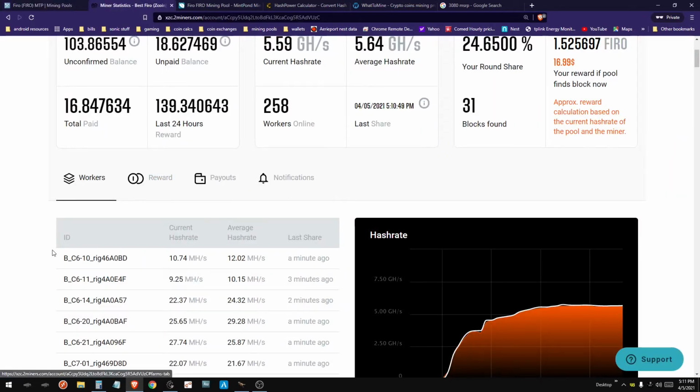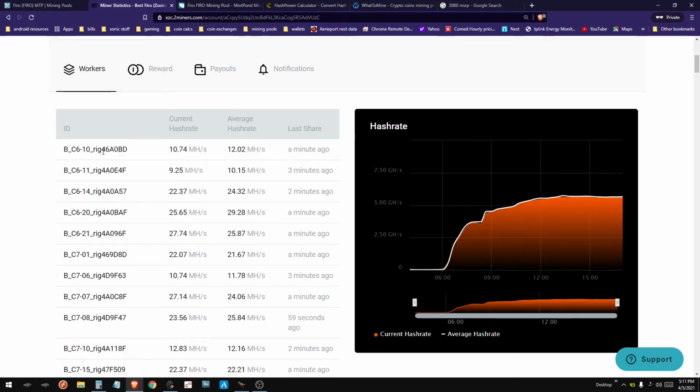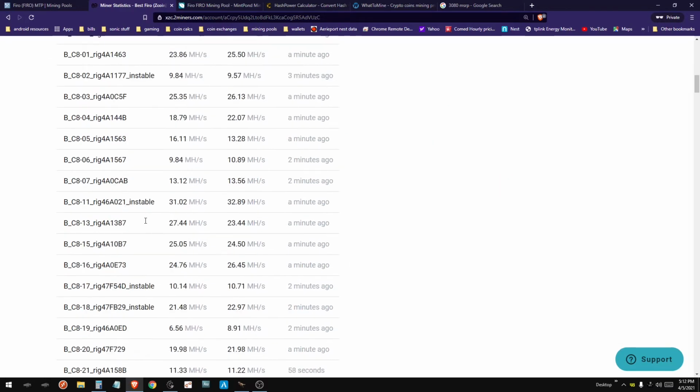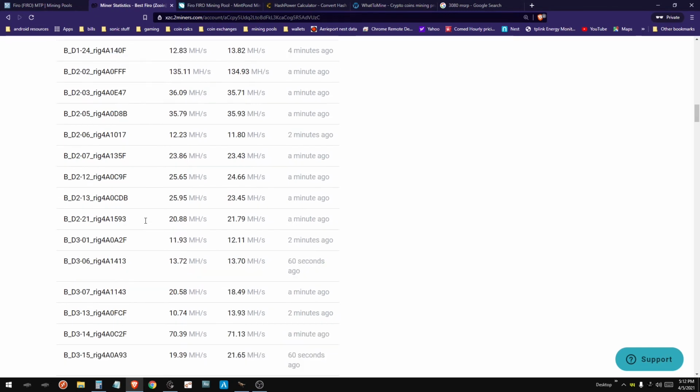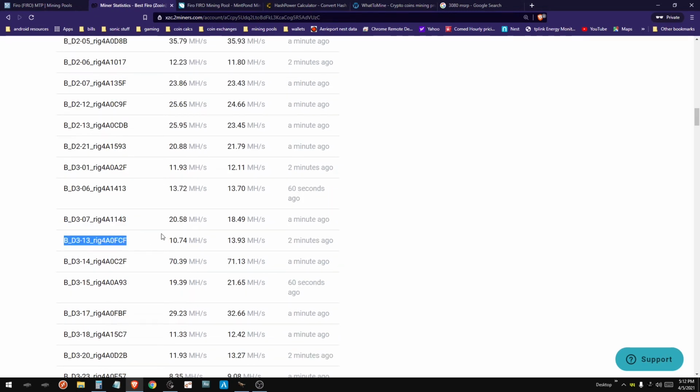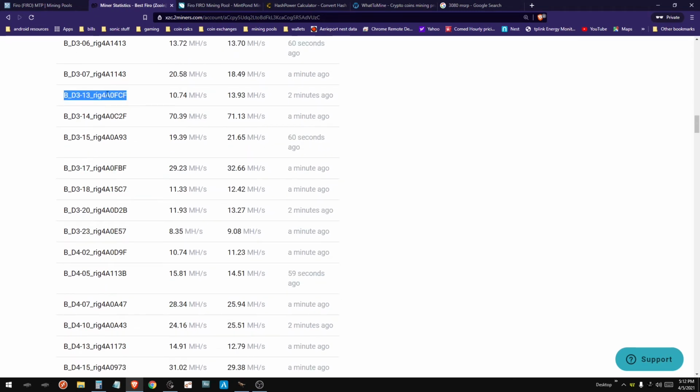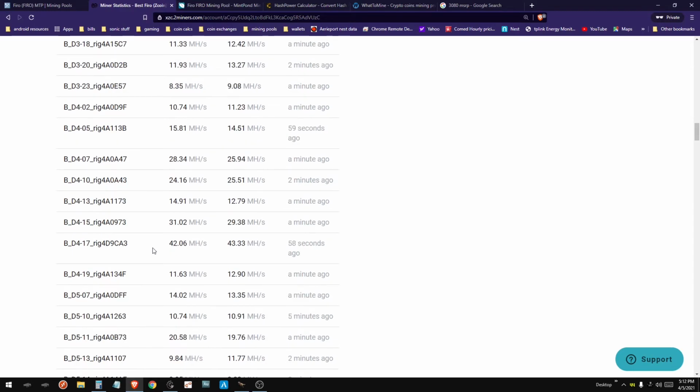Here's the one. These are all named using the MAC address as an identifier. 10 megahash, 10 megahash, 22, 25, 27. And this is all their rigs right there. Almost seems like rows that they're split into, and then the actual MAC address as an identifier.